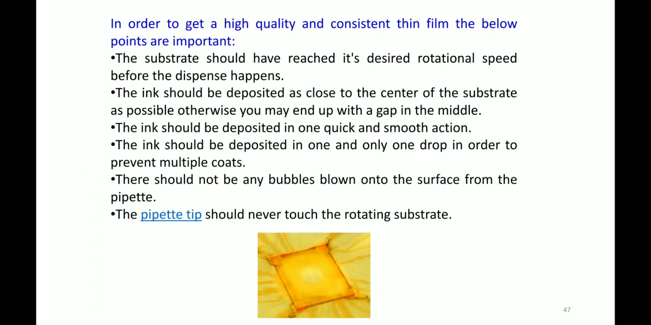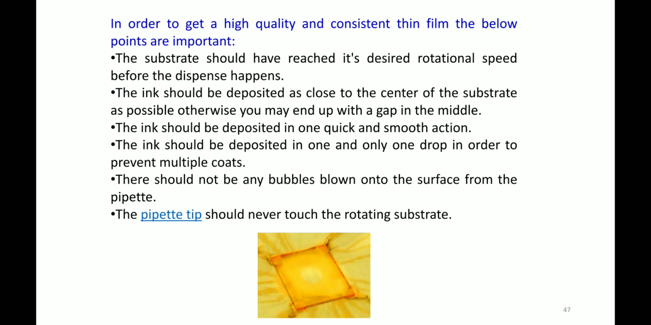Now, in order to get a very high quality and consistent thin film, there are some parameters which you need to take care of. First, the substrate should have reached its desired rotational speed before the dispense happens. There are two ways of deposition. In some laboratories, they first pour the liquid, then close the lid, and then start the rpm. In the second case, once you have reached that rpm, you immediately insert the solution on the surface of the substrate during that rpm. Depending upon that, the quality of the thin film will change.